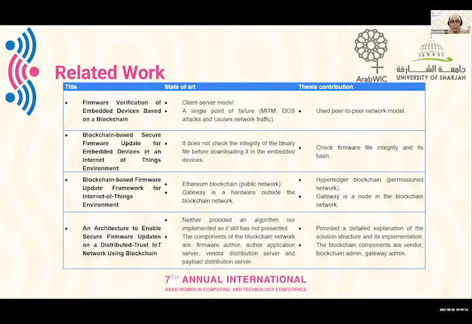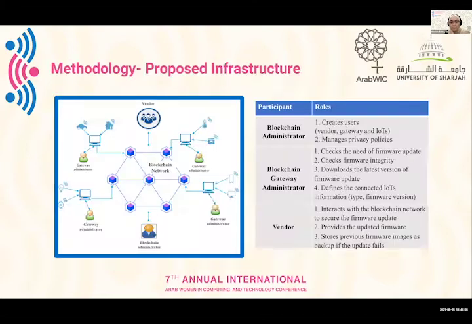For the third paper, they used the Ethereum blockchain, which is a public blockchain network. For us, we used Hyperledger, which is a permissioned network, which will authenticate the users before entering them into the network. And they used a gateway as hardware, but for us, we use it as a node in the blockchain network. For the last paper, they have different nodes in the blockchain network, like the firmware author and application server. For us, it's different, as I will show in the next slide. And also, they did not provide any real information about their algorithm.